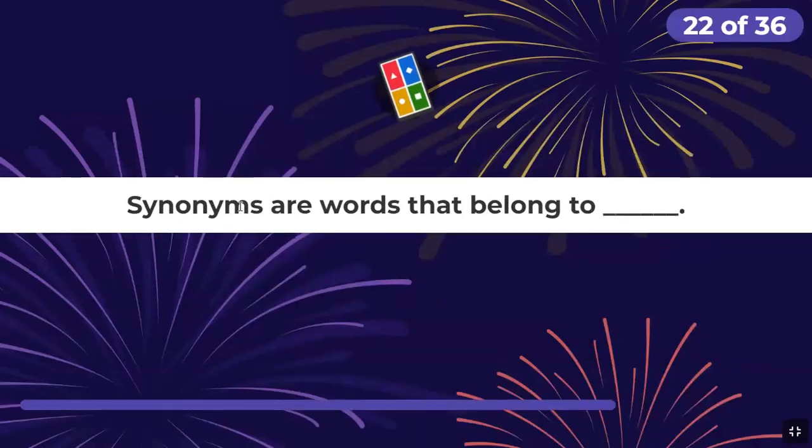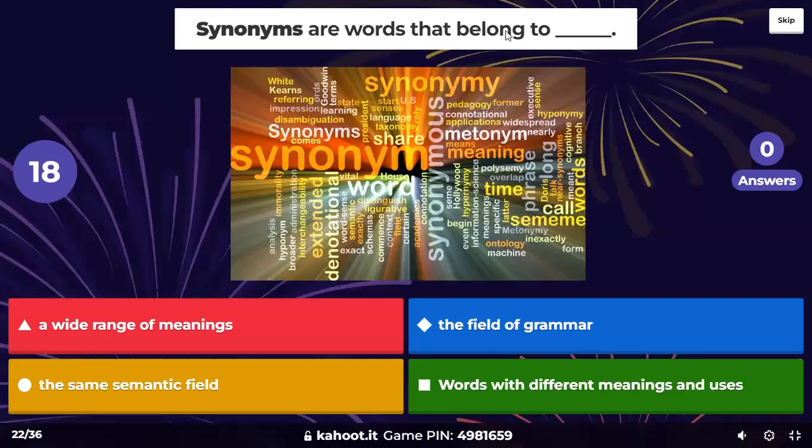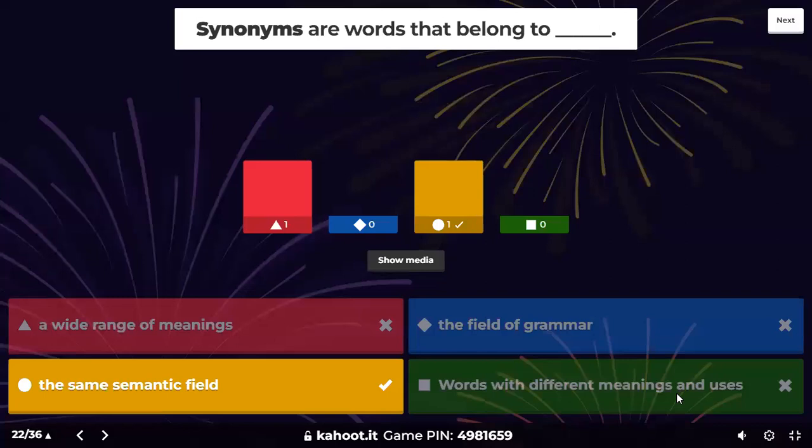Now, synonyms, muradafat, are words that belong to the same semantic field, or words with different meanings and uses. I have already said this at least 4 times today. Oh, yeah, there are only 2 students, so we have only 1 correct answer. So these words, the synonyms, are words that belong to the same semantic field.